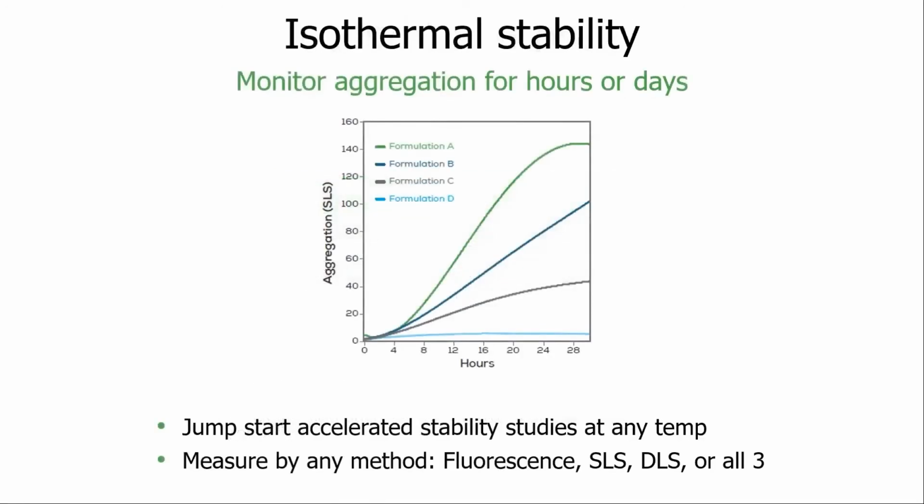All right, so now let's take a look at the isothermal stability application. This is a really handy tool in Uncle to monitor aggregation and unfolding across seconds, minutes, hours, or days, up to about a week. So with this kind of experiment, we could be finding or confirming the temperature that we're going to use for a longer term or full-scale isothermal experiment, or we could be using this as a faster way to compare buffers and excipients like I'm doing in this case study. With Uncle's isothermal experiments, we can measure fluorescence and SLS, or DLS, or all three technologies at once.